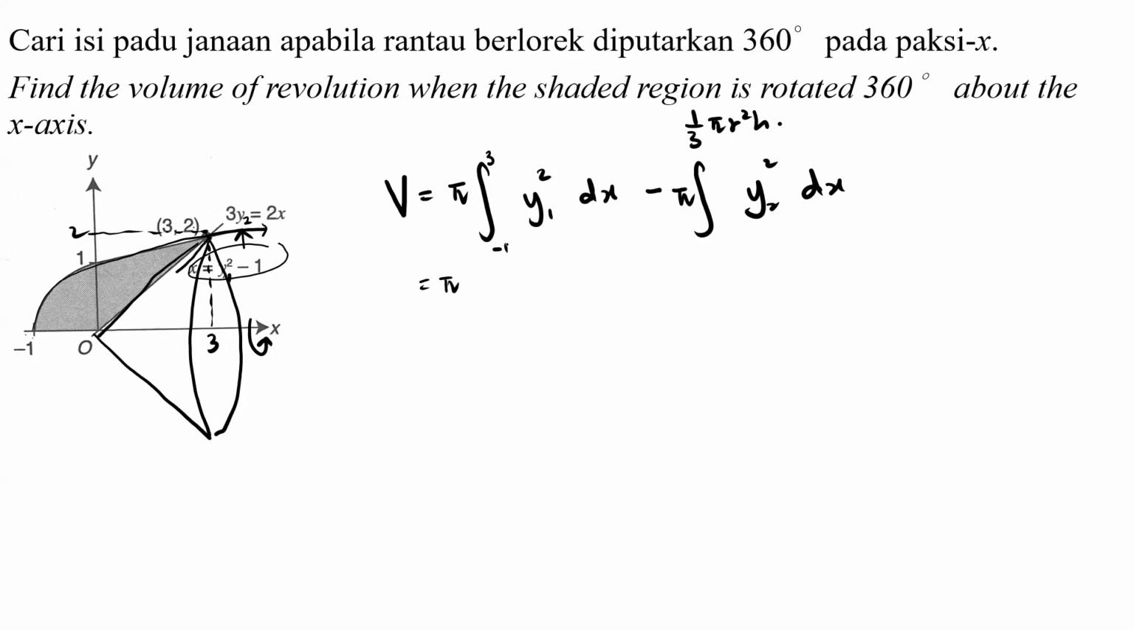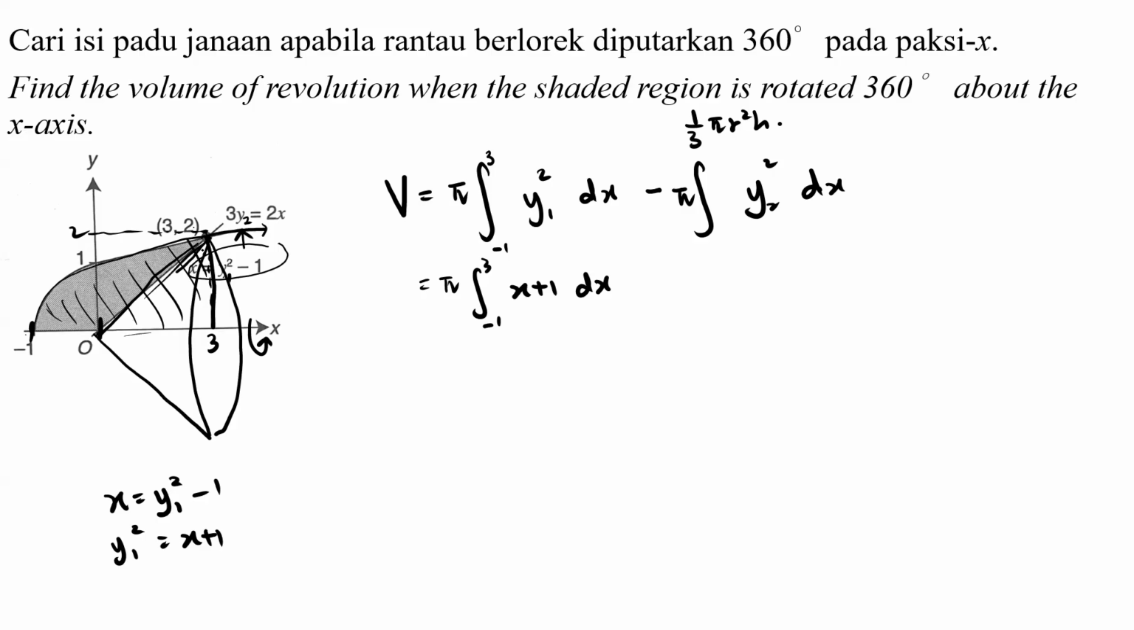So we have pi. The y1 squared is this. So for my y1 squared, x equals y1 squared minus 1, so my y1 squared will be x plus 1. So pi x plus 1 dx from -1 to 3. Not -1 to 0, yeah? Because the shaded region is from here to here. If you're talking about the shaded region first, and then cut away the white one, so it's the whole thing, including this one.